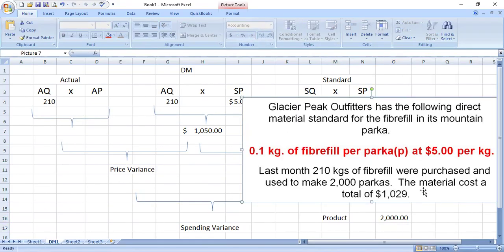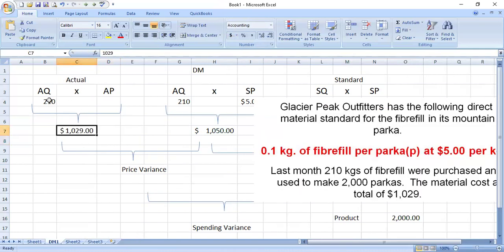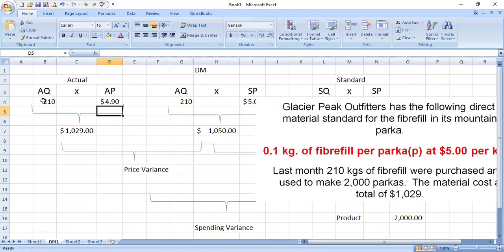Now, the last sentence says the material cost a total of $1,029. So our actual cost for the material was $1,029. That was our actual cost. So once I know the actual cost and once I know the actual quantity, can I calculate the actual price? Yes. I'm going to get the total cost divided by the actual quantity, and I'm going to get the actual price.